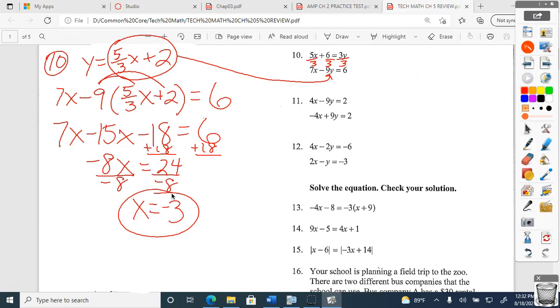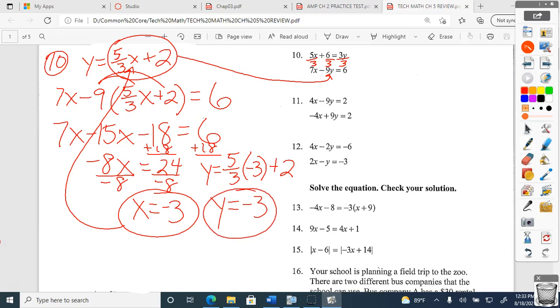And then finally we go all the way back up here and plug our x into that problem to get y. So y equals 5/3 times negative 3 plus 2. And again, that's one where I'm just going to put it in my calculator, and you should get negative 3 for y as well, if you do it correctly. Negative 3 is y and x on that one.